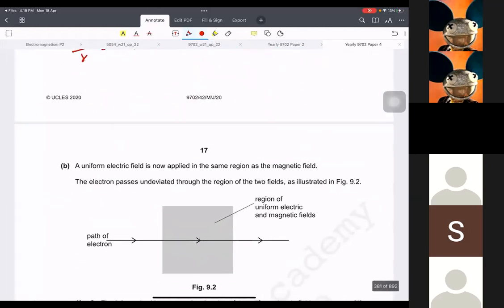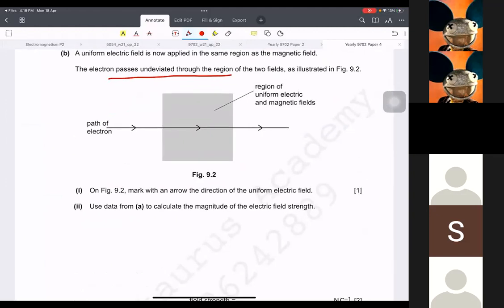Okay, then it says uniform electric field applied to the same region. The electron passes undeviated. Fine. Mark an arrow direction of electric field. Now the magnetic field was trying to force it down, so electric field will be upwards. Now use the data to calculate the magnitude of electric field strength.